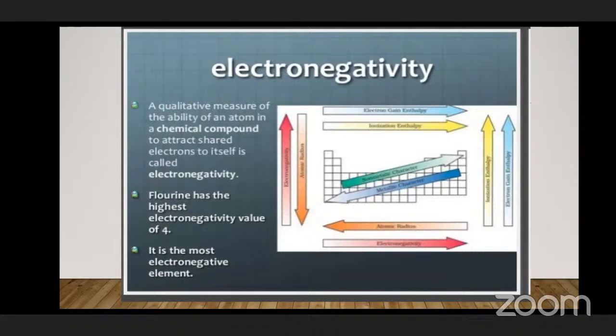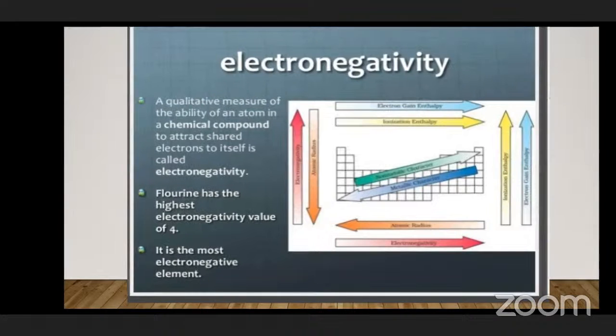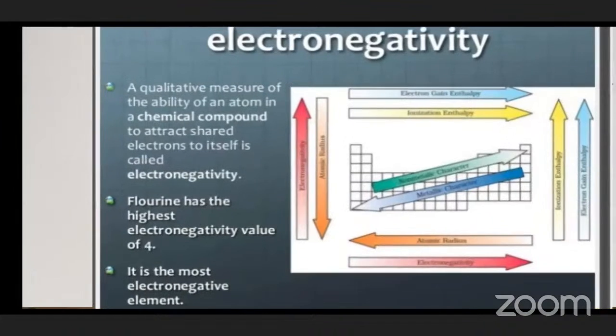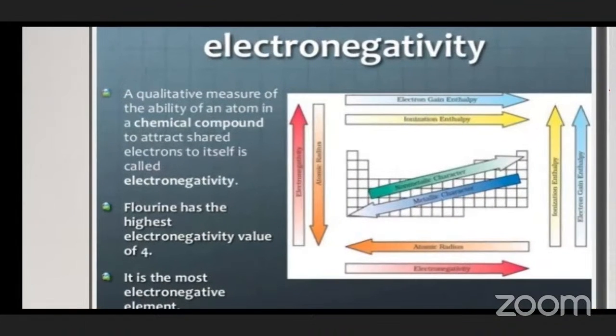So what is meant by electronegativity? Here, electronegativity is the qualitative measure of the ability of an atom in a chemical compound to attract shared electrons itself. So once again, children, see here, a qualitative measure of the ability of an atom in a chemical compound to attract shared electrons itself is called electronegativity.